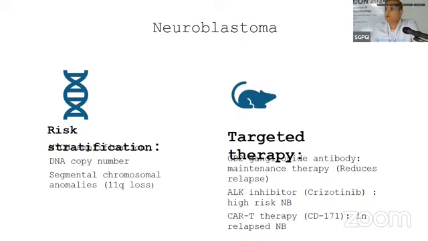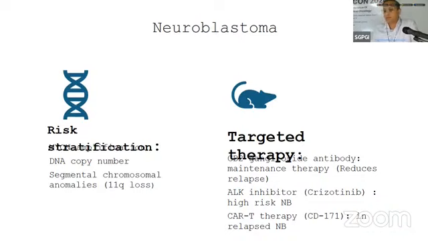Now, if we talk specifically about individual tumors, the neuroblastoma risk stratification I already talked about: MYCN amplification. But there are other aspects also, like DNA copy number. A hyperdiploid tumor in an infant is a favorable prognostic marker. Similarly, segmental chromosomal aberrations like 11q loss make it an unfavorable prognostic marker. And now targeted therapies, ALK inhibitors. ALK is considered to be a prognostic marker and it is a potential target.